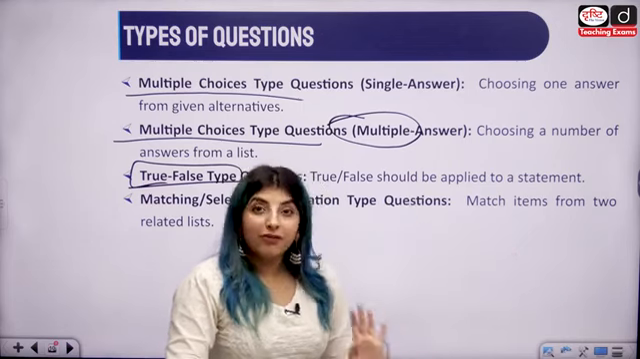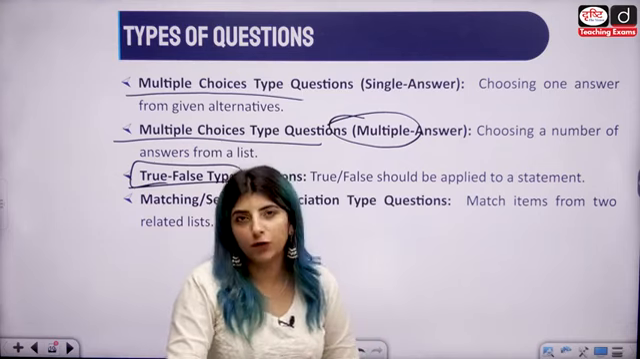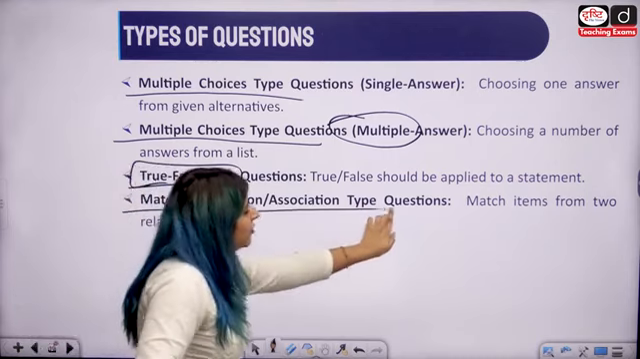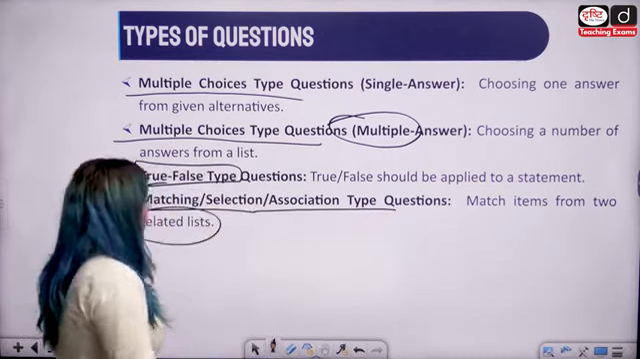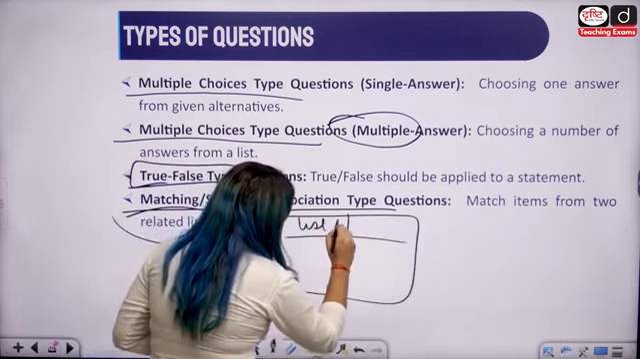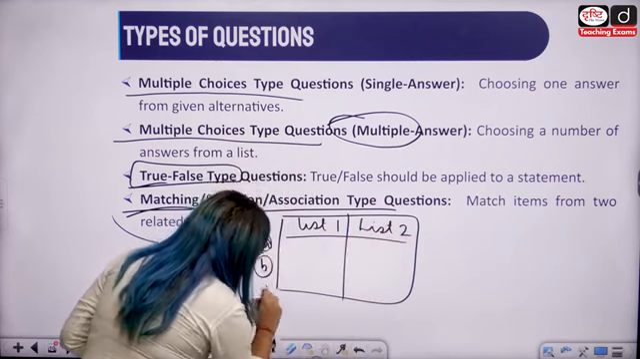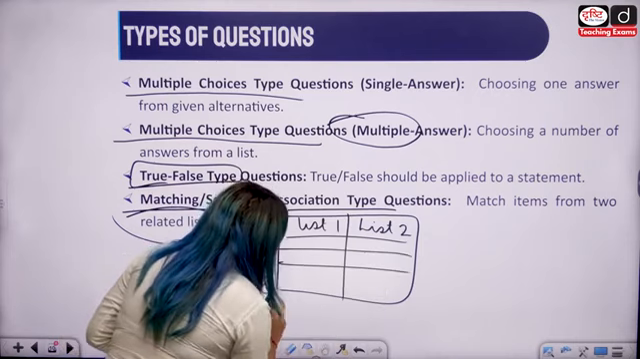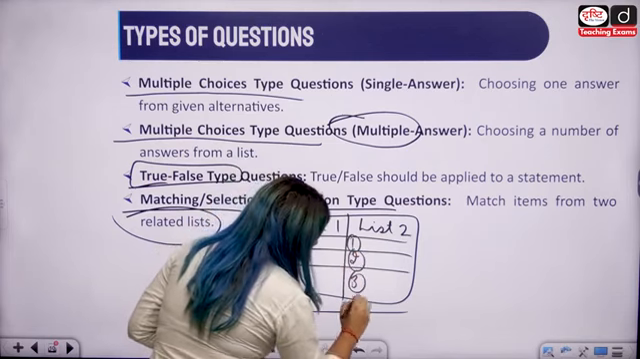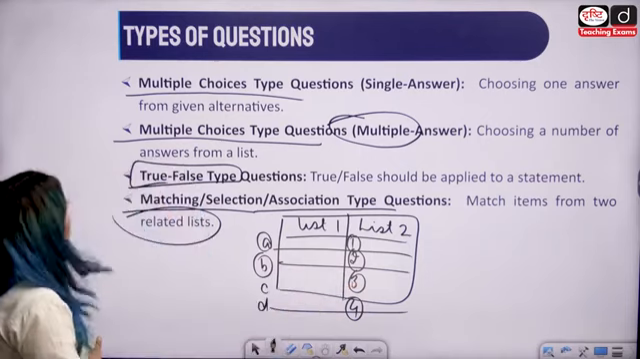Okay? So you will be provided with 4 options only, but amongst the 2 statements you will have to choose which one is true, which one is false, which one is correct, which one is incorrect. Matching, selection, association type questions, where there will be 2 lists, list 1 and list 2. So there will be A, B, C, D, and the same would be the case here, like 1, 2, 3, 4. So 4 options will be provided to you where you will have to match the following basically.